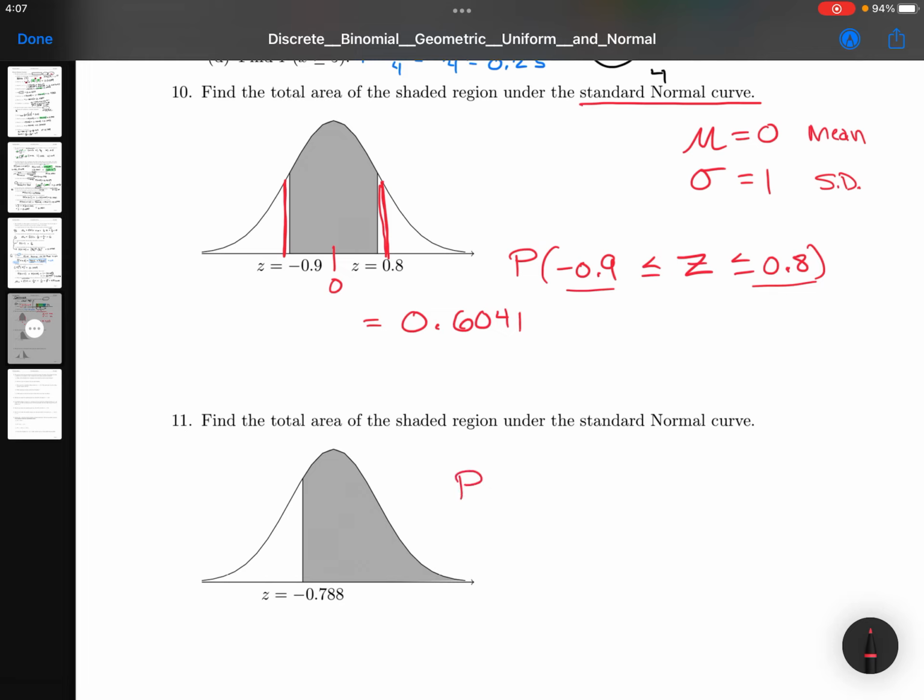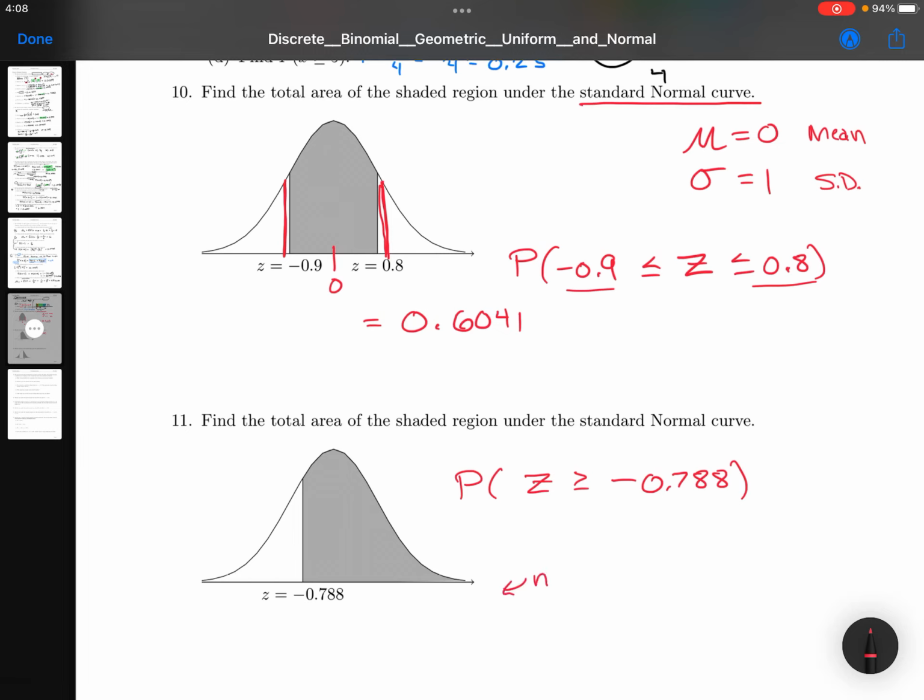Okay, question 11. Probability that z is greater than or equal, because it's to the right. Remember, this looks like more than half. So we should get a number bigger than half. Looks almost like 2/3. So let's see how close we are. So we're going to do our normal distribution. Our lower limit is negative 0.788, and our upper limit is infinity.